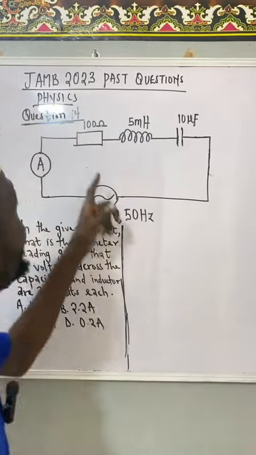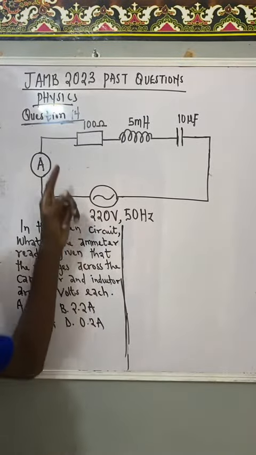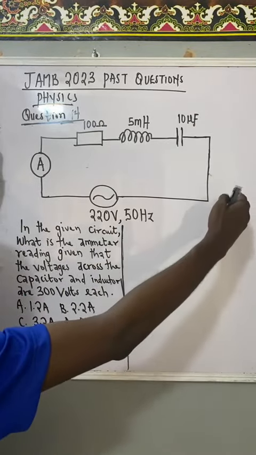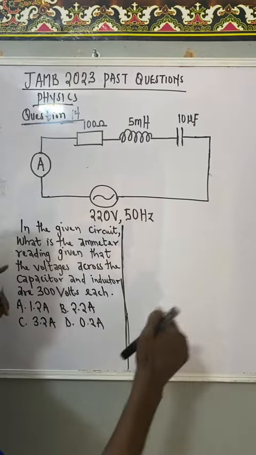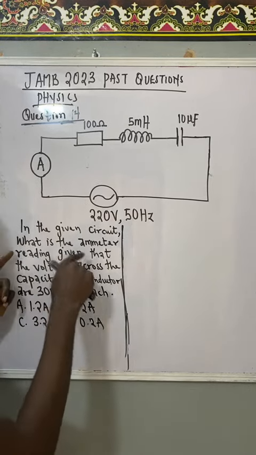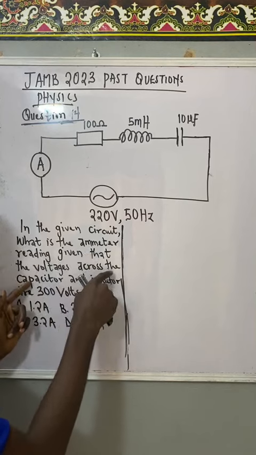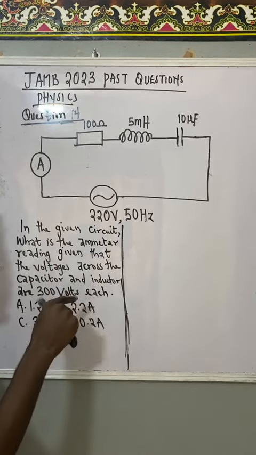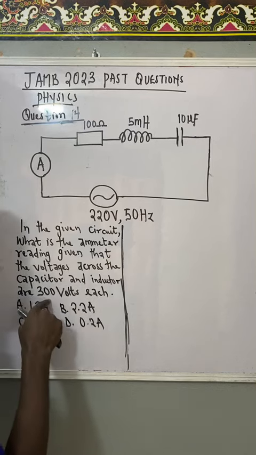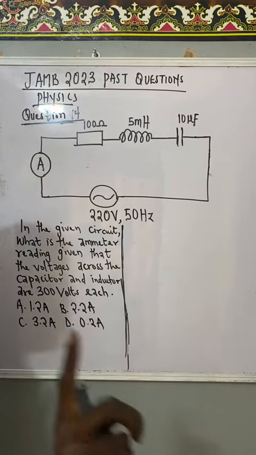Welcome back. Question 14, JAM 2023 past question, physics. Now, consider this circuit given above. Now, let's see the question given under it. They said in the given circuit, what is the ammeter reading, given that the voltage across the capacitor and the inductor are 300 volts each.